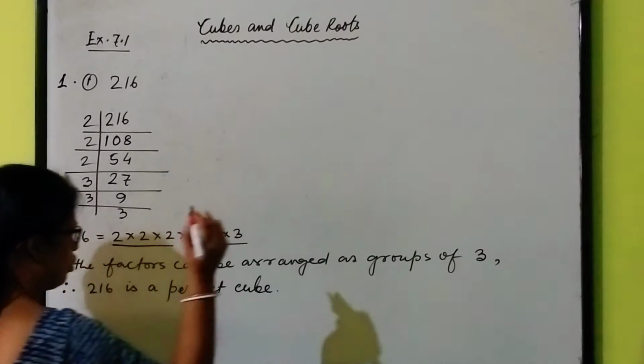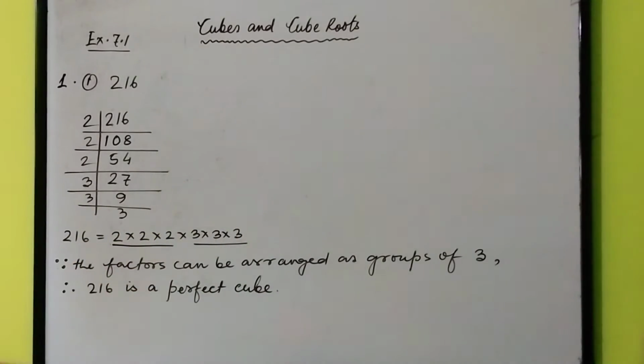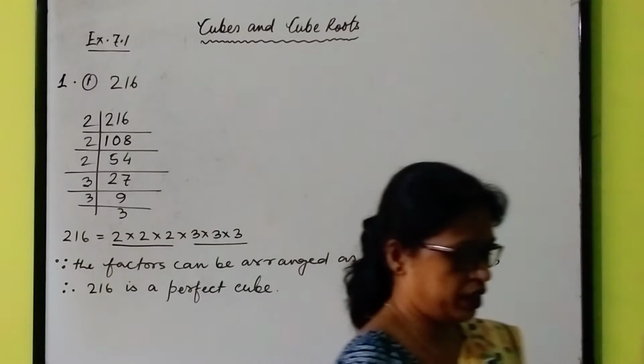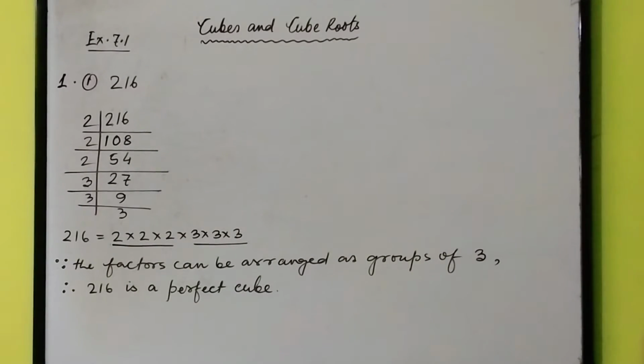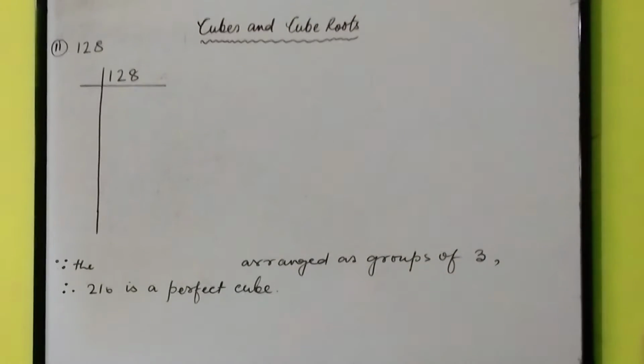In this way, you are to find out. If the factors can be arranged as groups of 3, then that particular number will be a perfect cube. In this way, we will find out whether a number is a perfect cube or not. Clear? Write down the things properly, my dear students.